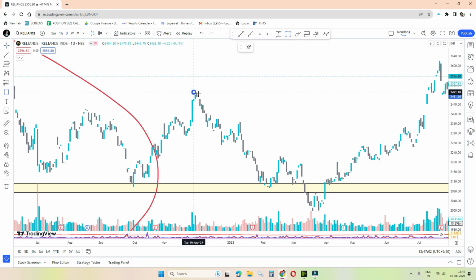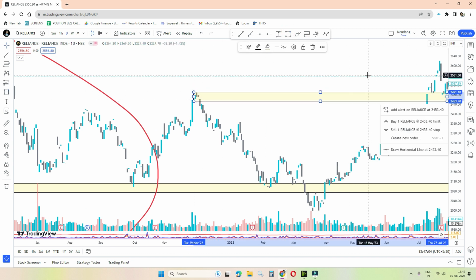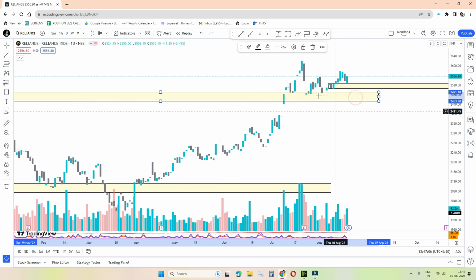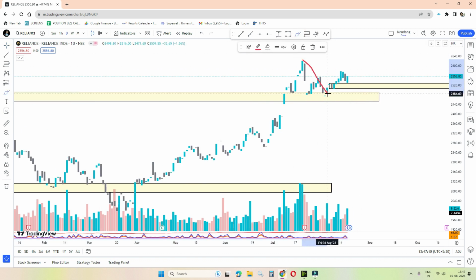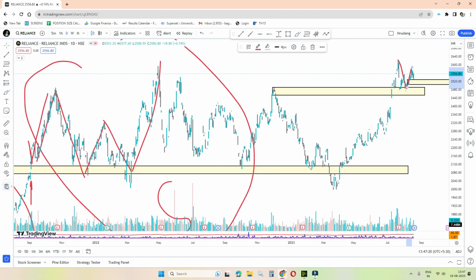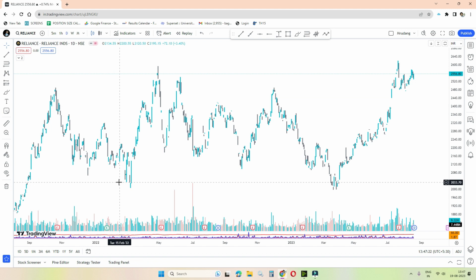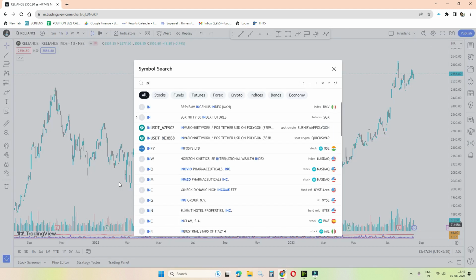Again here this was the resistance, it broke out, not a huge breakout, it pulled back here in this zone, and again it is trying to make a new high. So this is the general idea of support and resistance. Let's try another stock. Let's try Infosys.